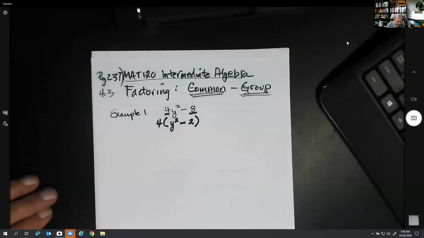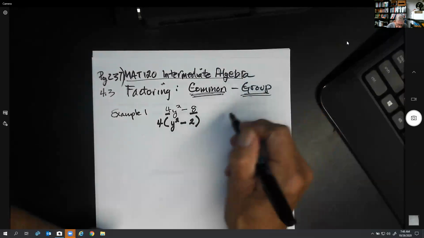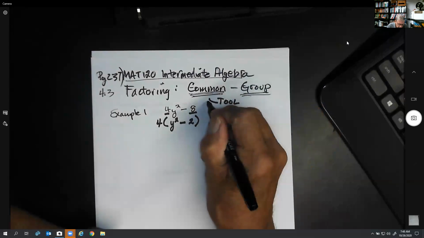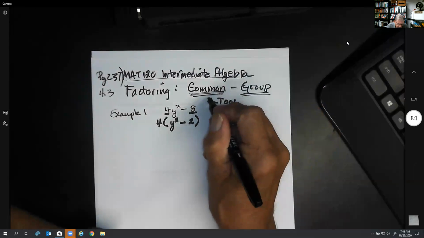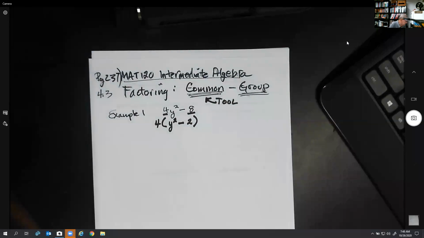So that's kind of the idea, and we use it quite often in math. Think of these as tools. Like you've got an algebra toolbox, and common factoring is one of the tools you're going to use quite often in problems. Let's try another one here. Here's one that's a little bit more complicated.